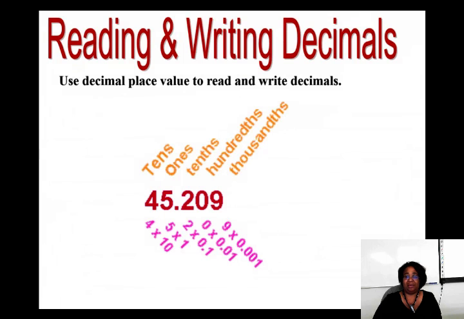Now, here's an example of some place values. You see that you've got the decimal point here, and if you're going to write it in words or read it out loud, you would say and. A lot of students will just use the word point, but this is and. So we have 45 and 209 thousandths. That's how we would read this.